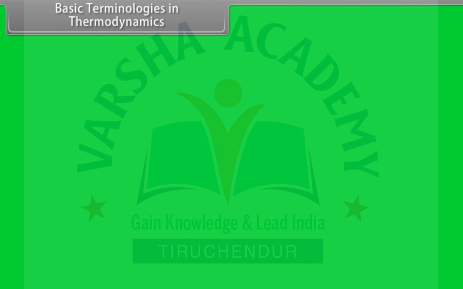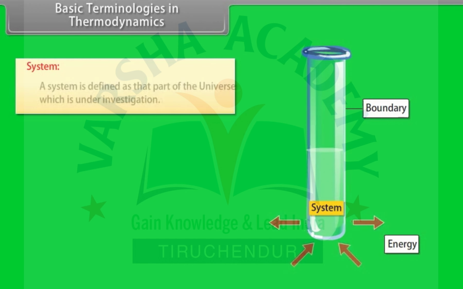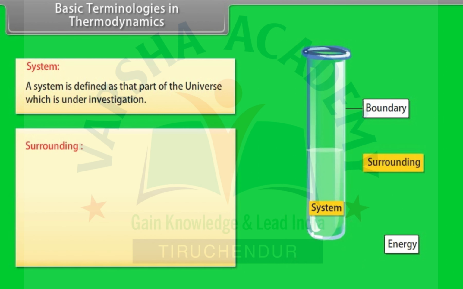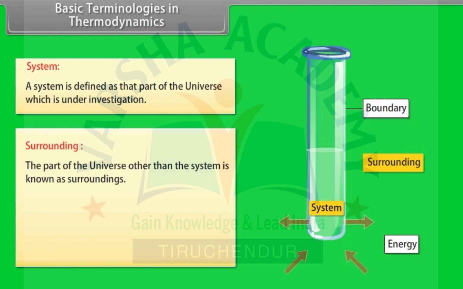Basic terminologies in thermodynamics. System. A system is defined as that part of the universe which is under investigation. For example, if we are studying the effect of temperature on the properties of water, then water will be taken as the system. Surrounding. The part of the universe other than the system is known as surroundings.